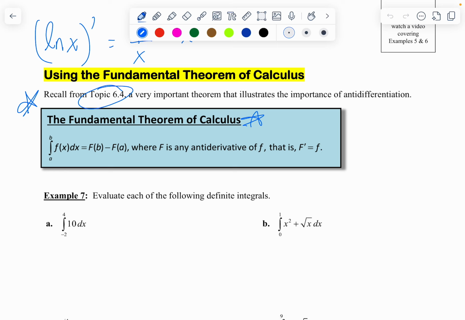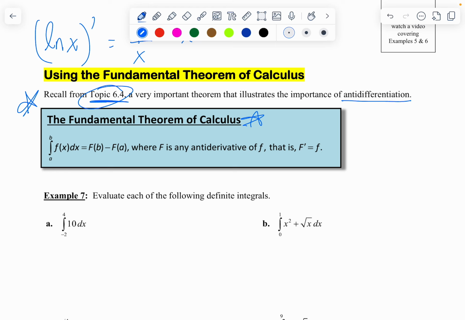All right, so let's finish up the notes where we left off. So using the fundamental theorem of calculus, from topic 6.4, it illustrates the importance of anti-differentiation, integration.